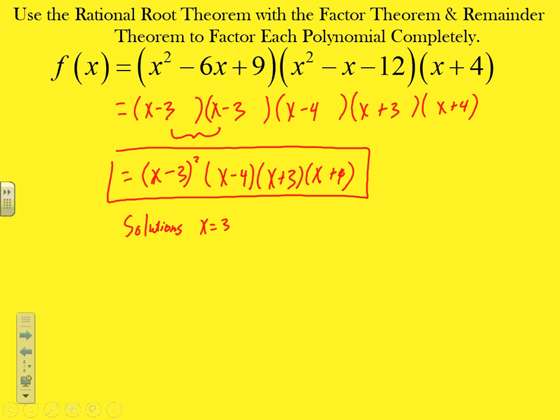But for the solutions here, the x minus 3 would repeat, so we have a positive 3 that repeats, and then we would have a negative 4, a negative 3, and a positive 4. So those would be the 5 solutions that we would have for this one.